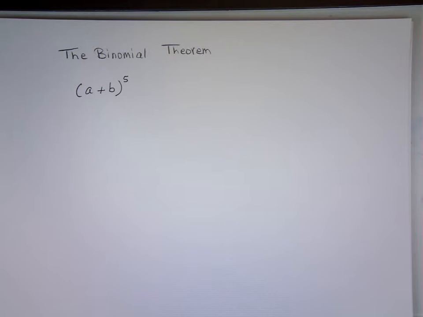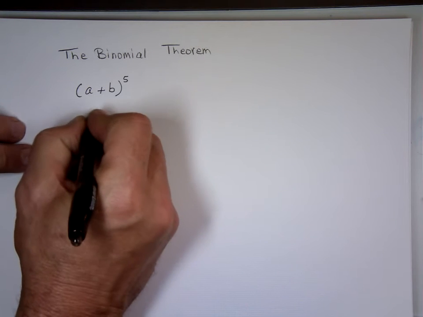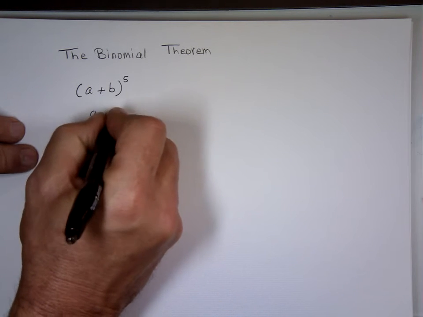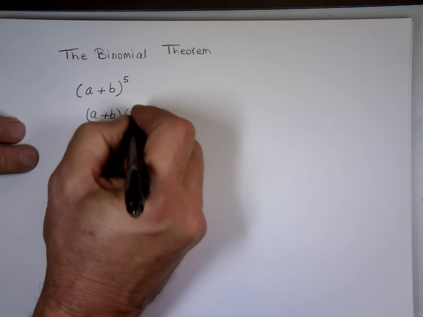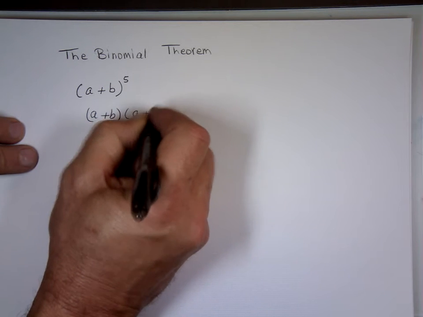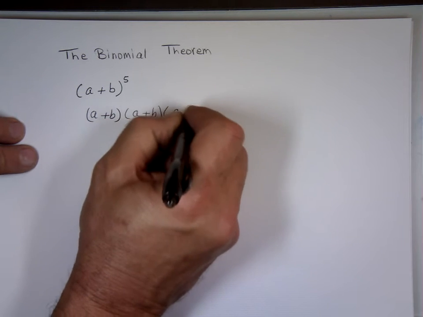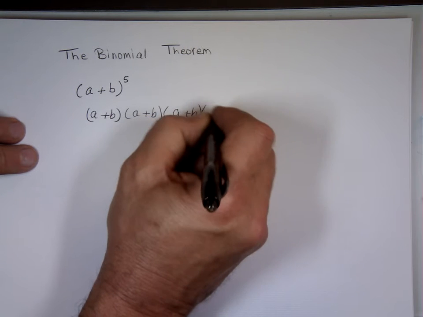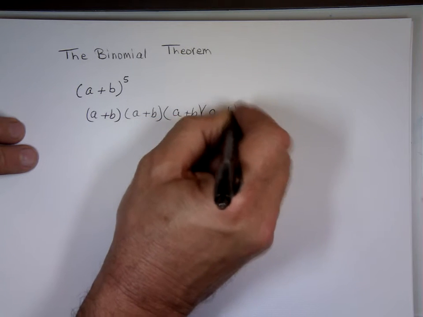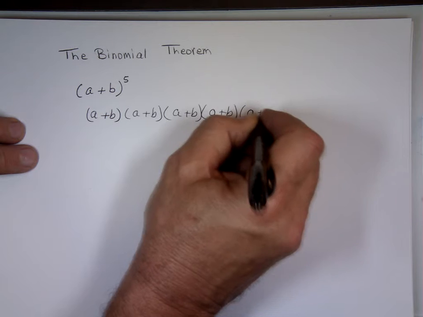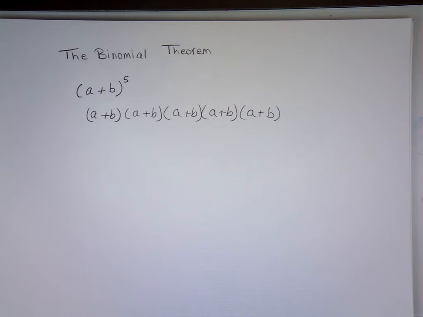A plus b to the power of 5. Well, right now the only way to do it is what? It's a plus b times what? A plus b times a plus b times a plus b. Good luck. Times a plus b. I'll be back next week, see if you got it right.